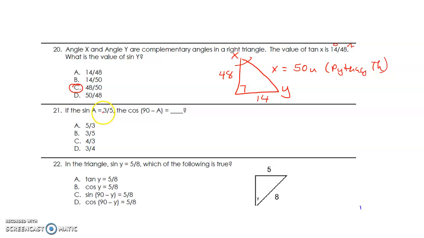The sine of A is 3/5. That's one of your acute angles, so the cosine of the other would also be 3/5. Sine of y is 5 over 8, so which of the following is also true? Well, the cosine of 90 minus y would be the same thing.